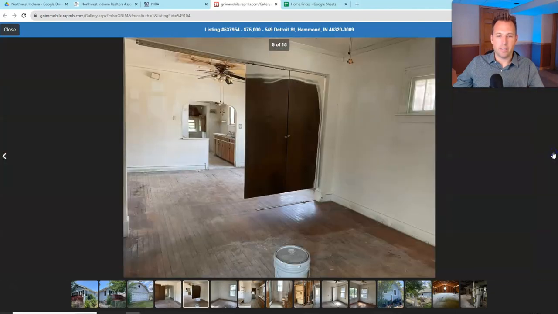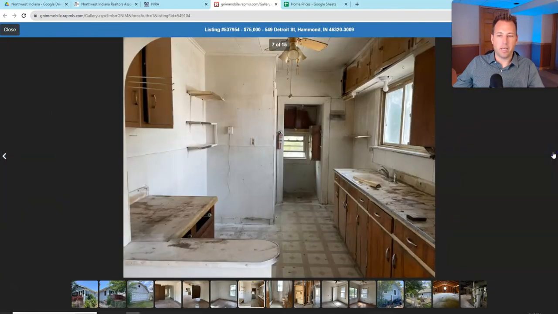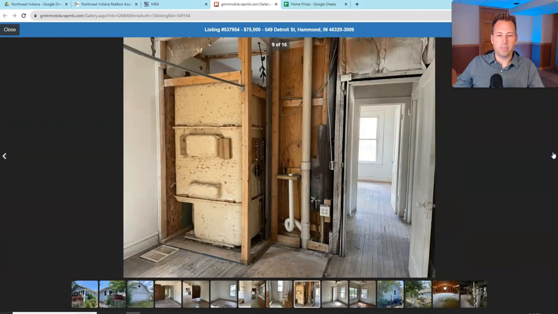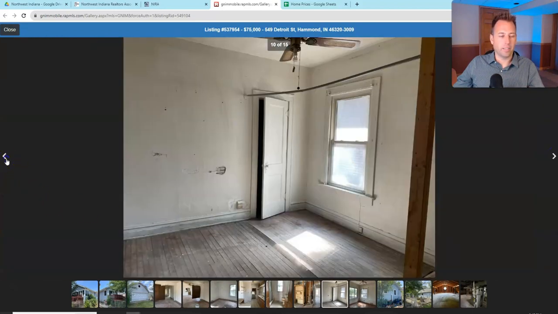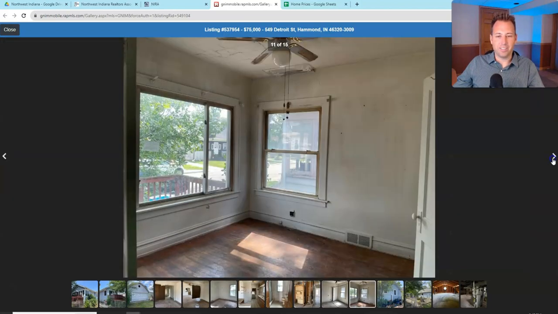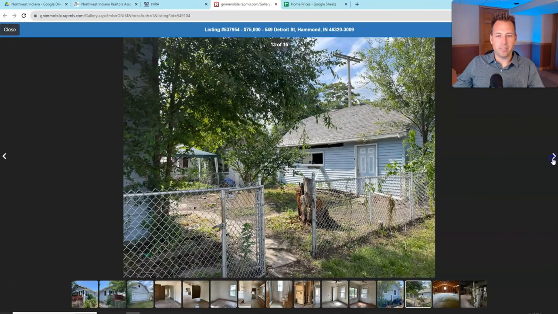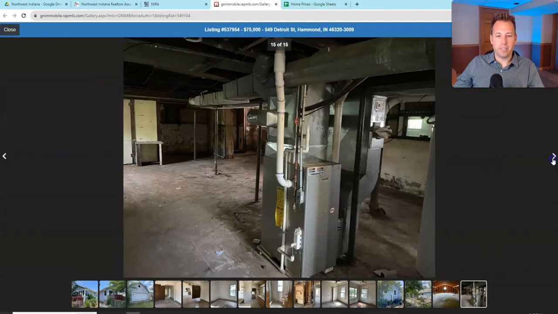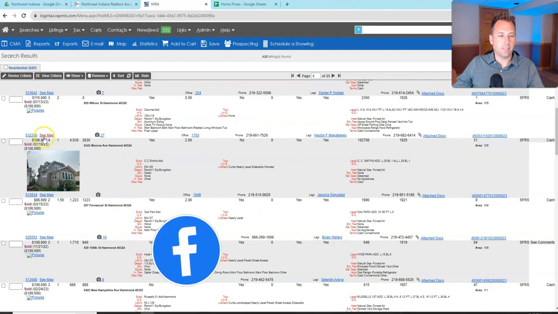So this guy obviously needs quite a bit of love, but the layout is going to be, oh wow, that must need a lot of work. Oh, that's it. I'm going to go back to that one. That's an interesting arrangement right there. Looks like they did some demo. That house needs to be pretty much gutted and redone. So that's 80,000. Here's 110,000.